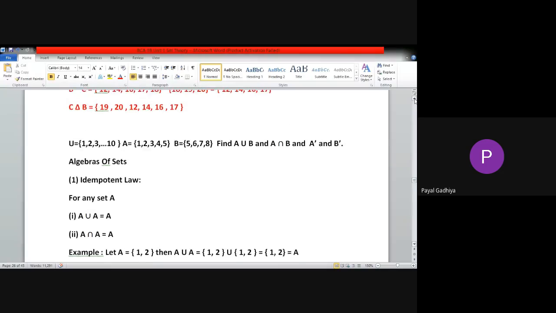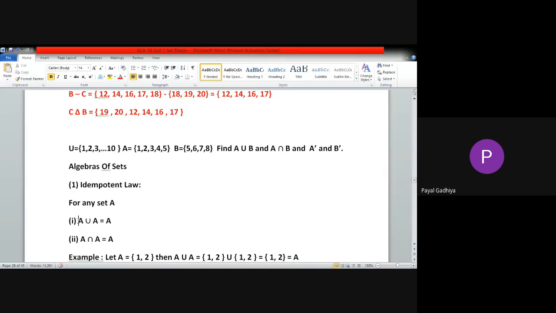If you have a set A and you are finding its union with itself, what will A union A be? If I have the set 1, 2, 3, 4, 5 and I do A union A, that means 1, 2, 3, 4, 5 union 1, 2, 3, 4, 5. It will be the same as A. So A union A will be A. Now the next is A intersection A. What will be A intersection A?